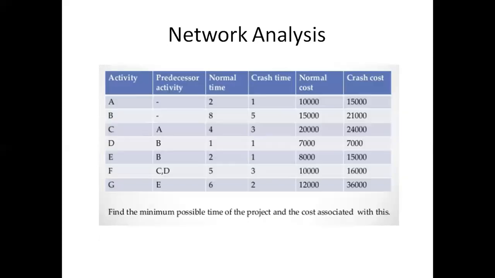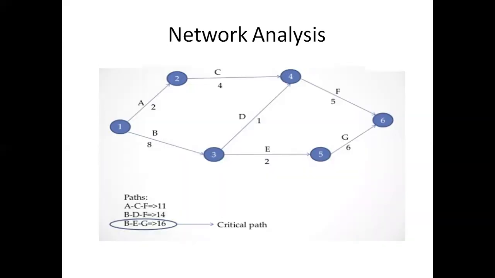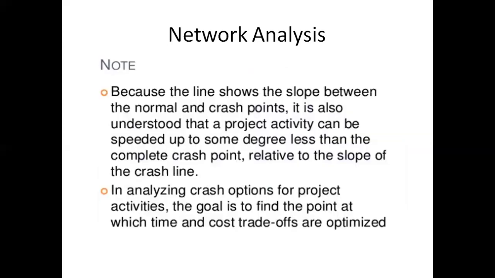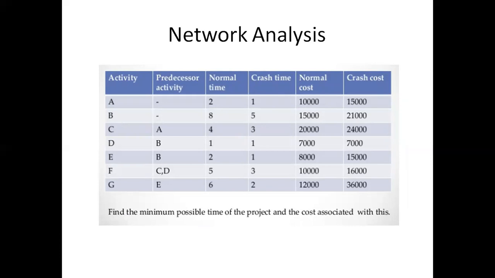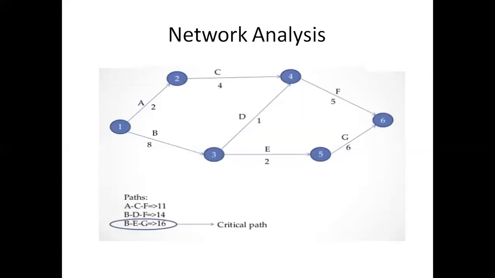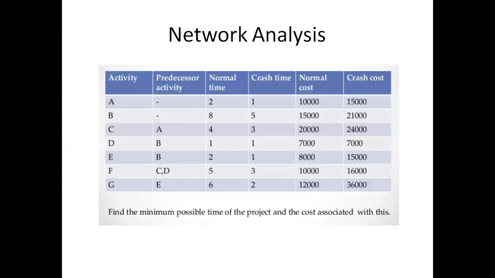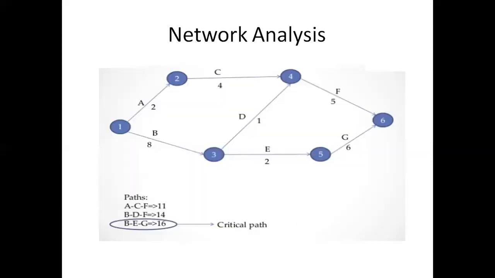Activity D is after activity B, and activity E is after activity B, whereas activity F is after activity C and D. Say we are meeting C and D at node number 4, then we have activity F. Activity E is after activity B, and activity F is after activity C and D. Number 6 is the end, and number 5 we have activity G after E. So the final work ends from node number 1 to node number 6.